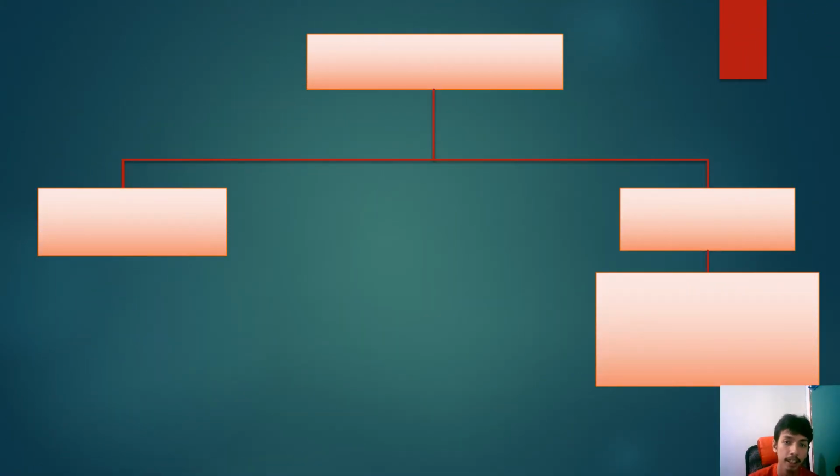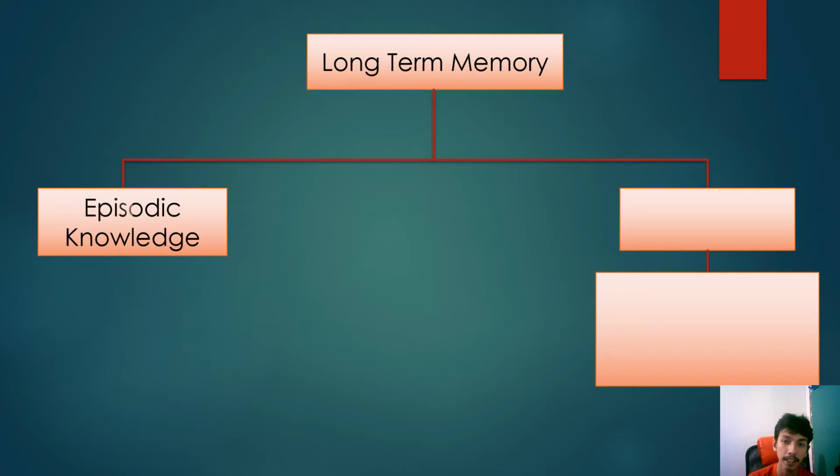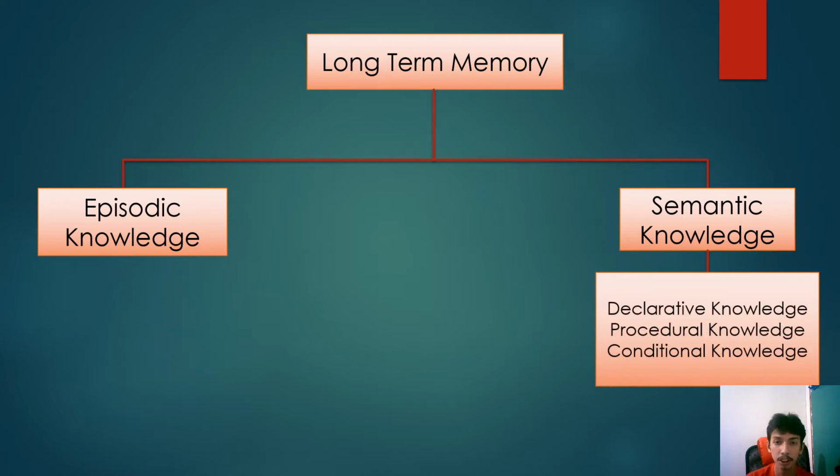I created an organizational chart to look through our topic for today. That memory of your childhood that you can still remember is under the long-term memory. Long-term memory is divided into two parts, which are episodic and semantic knowledge. Semantic knowledge is divided into three parts, which are declarative knowledge, procedural knowledge, and conditional knowledge.